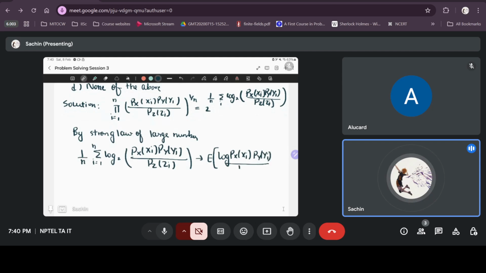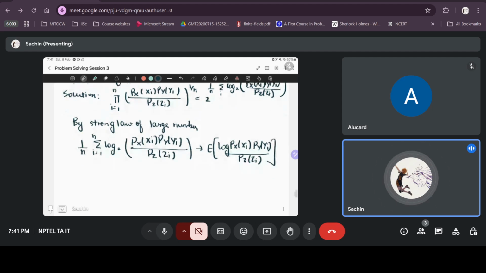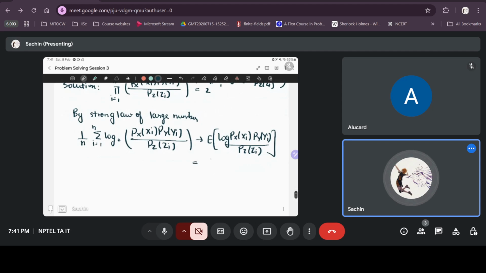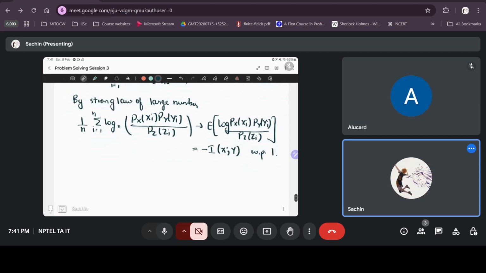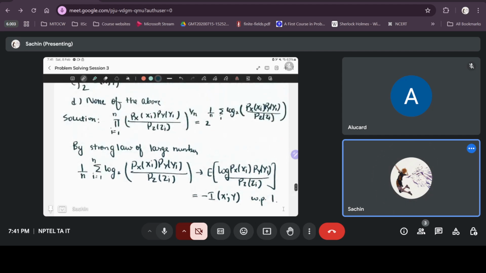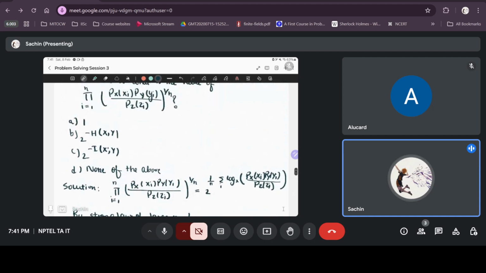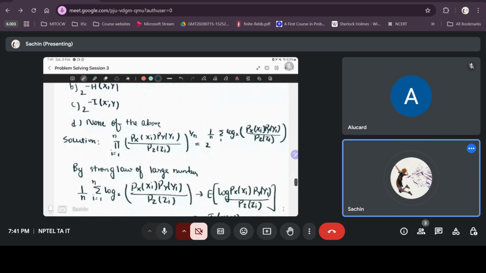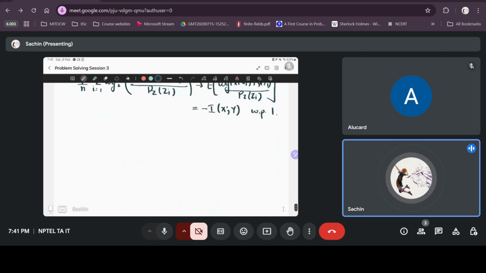But this expected value is by definition minus I of XY. So minus of this expected value is mutual information. Therefore, the original product goes to 2 power minus I of XY with probability 1.